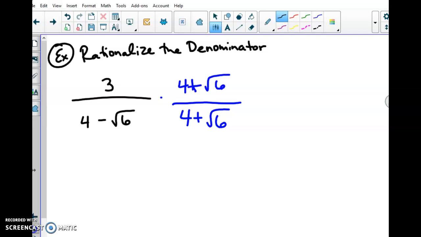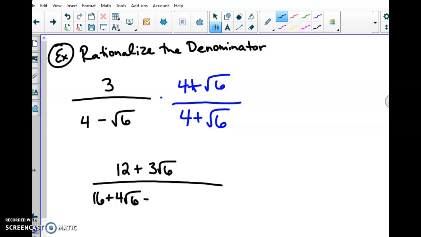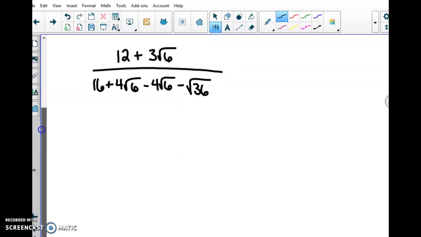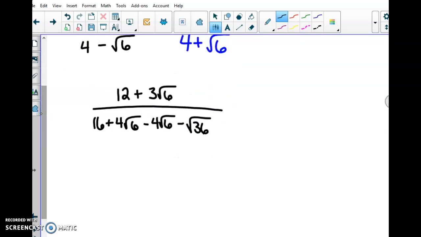So looking at my numerator here, multiply that, distribute that 3. So I now have 12 plus 3 square root 6. In the denominator, I'm going to distribute that. So I'm going to have 16 plus 4 square root 6 minus 4 square root 6 minus the square root of 36. Lots of square roots. Well, if you notice here, the 4 square root 6 minus 4 square root 6 actually cancels, which is nice. That's the goal here.